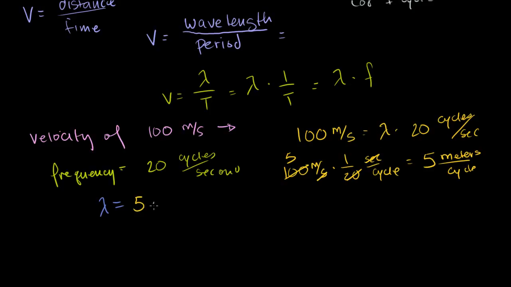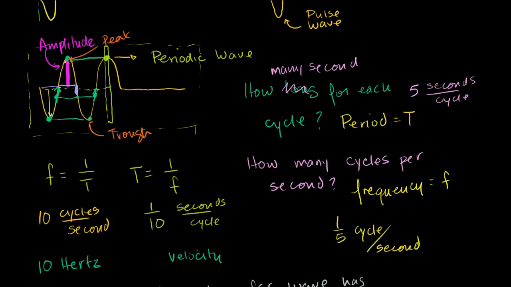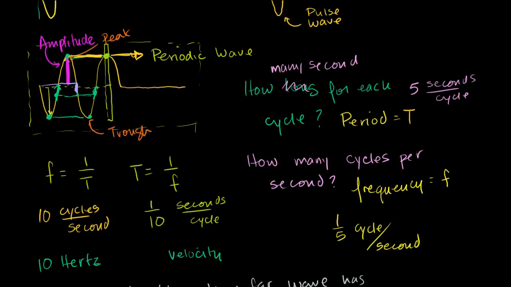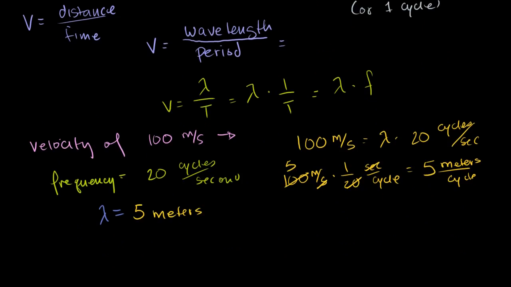So it's 5 meters, or 5 meters per cycle, but wavelength implies you're talking about the distance per cycle. So if this is moving to the right at 100 meters per second, and I see this moving up and down 20 times in a second, then this distance right here must be 5 meters. Likewise, we can figure out the period very easily. The period is just going to be 1 over the frequency, 1 over 20 seconds per cycle.